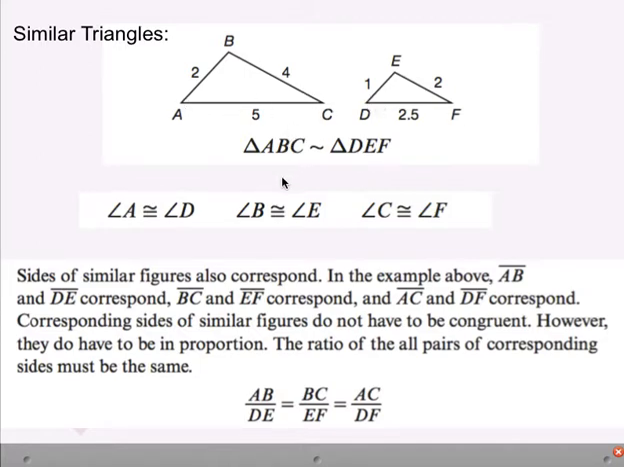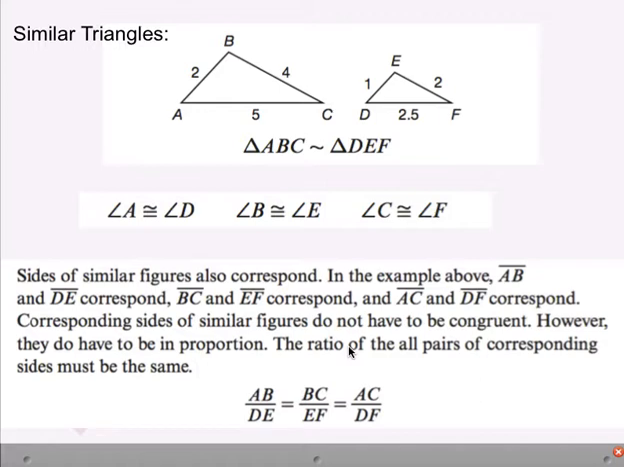These are corresponding sides, and they don't have to be congruent, but they do have to be proportional, meaning the ratio of all of the pairs must be the same. So if we compare AB to DE, BC to EF, and AC to DF, all of these ratios should be the same, which when we look at the different numbers, we would say, yeah, they are the same.